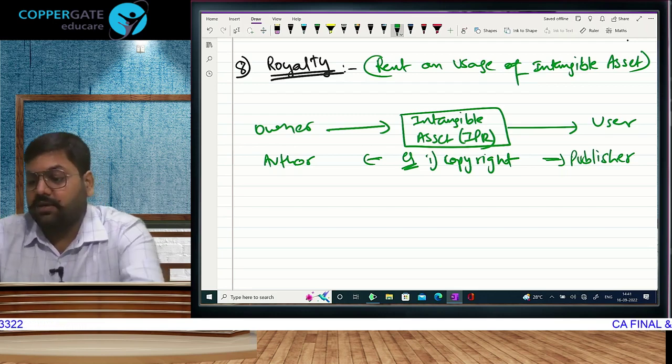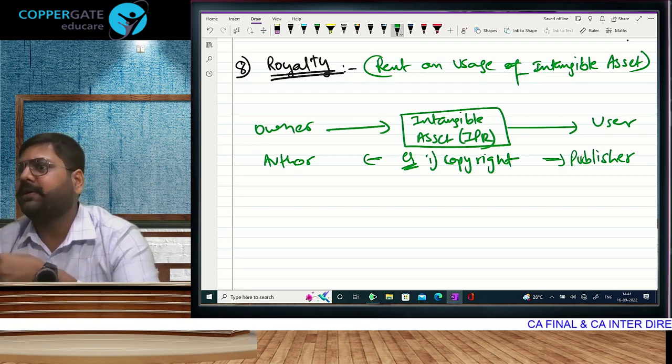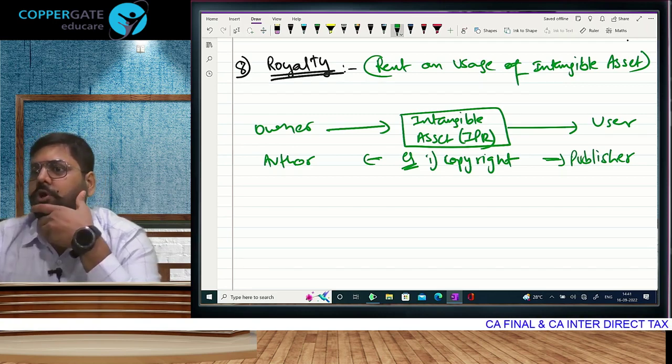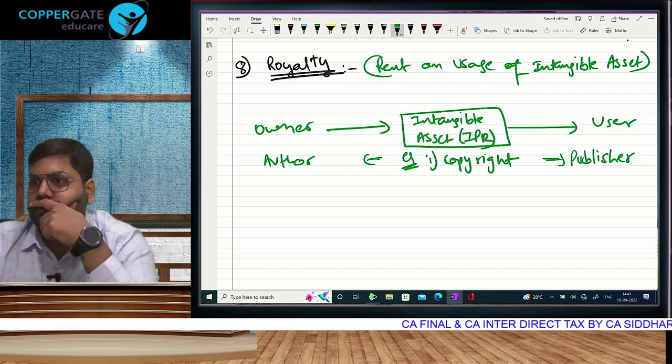So whenever an author writes a book, author knows only how to write a book. Author does not know how to print it and sell it. That's not his job. There will be a publication house which will approach the author.